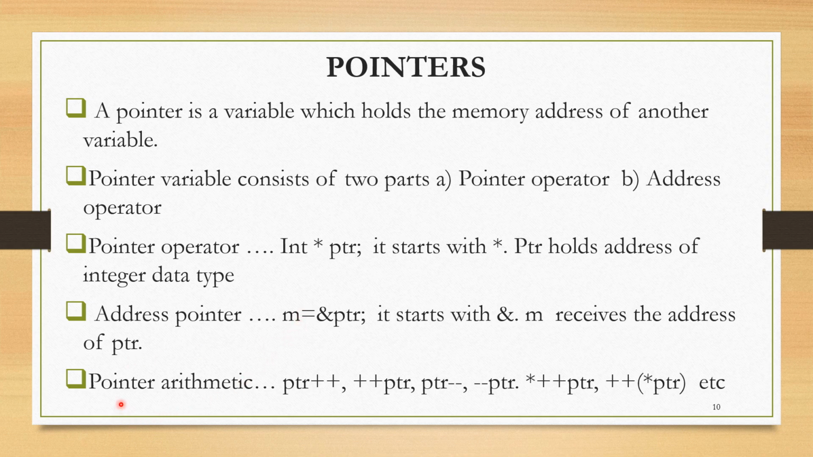Now there are arithmetic operations on pointers also. Pointer arithmetic: you can use ptr plus plus or plus plus ptr. You can use ptr minus minus or minus minus ptr. Then star ptr plus plus, plus plus star ptr, etc. Other operations also can be done on pointers. But one thing: the pointer will have the address of another variable. Okay.